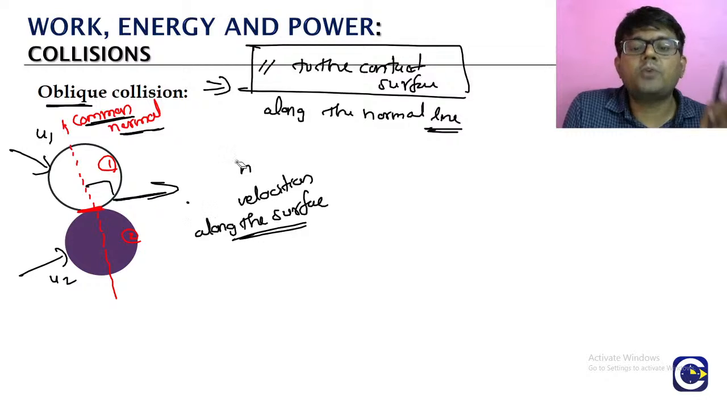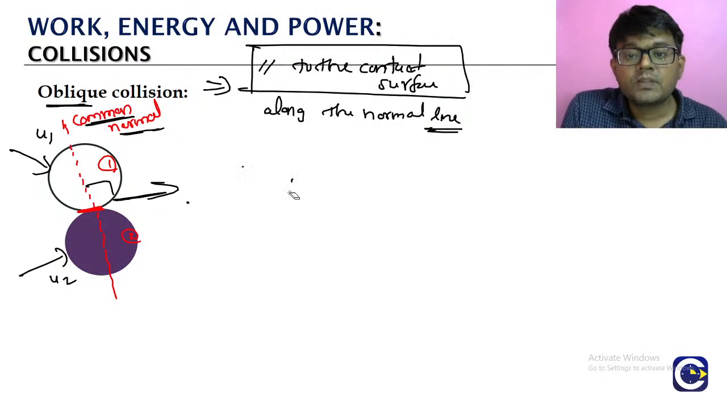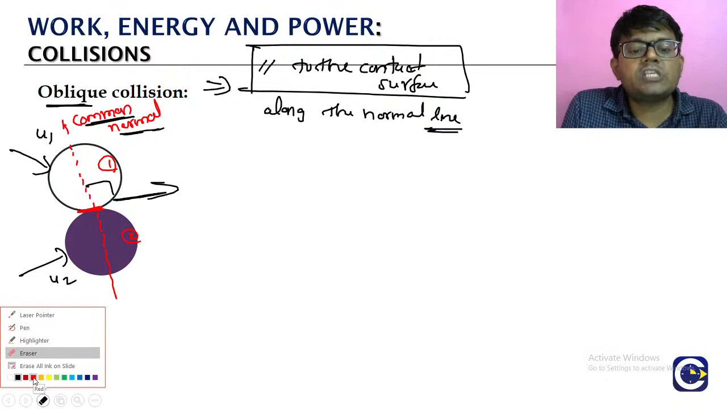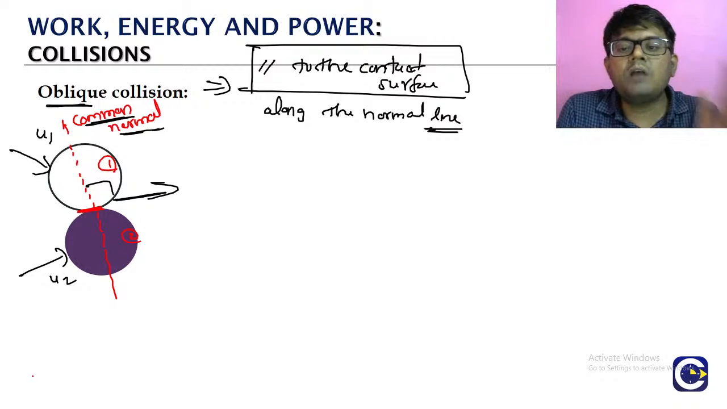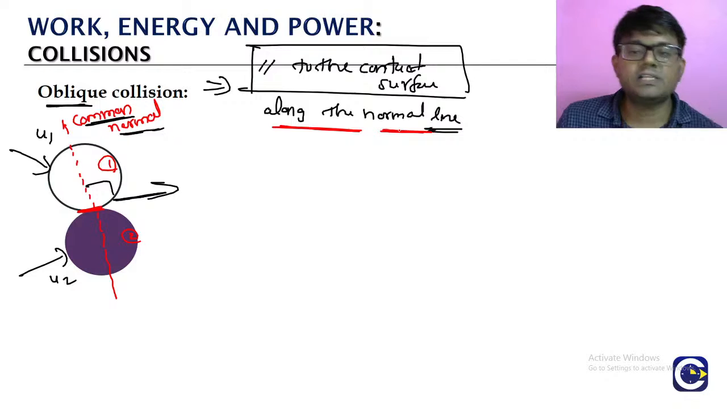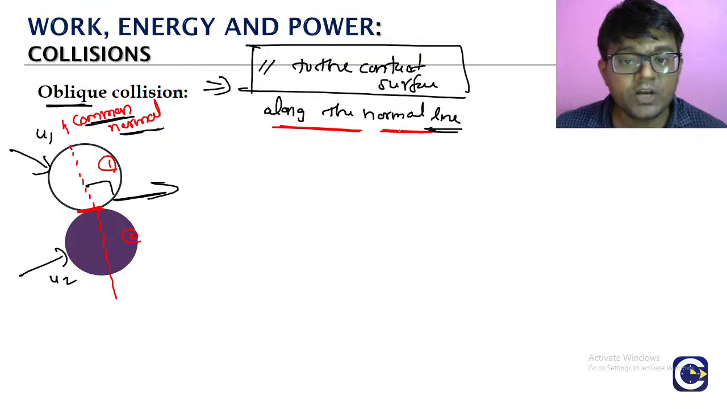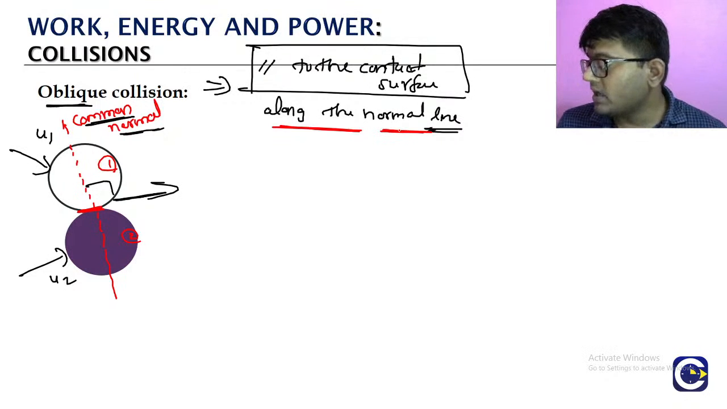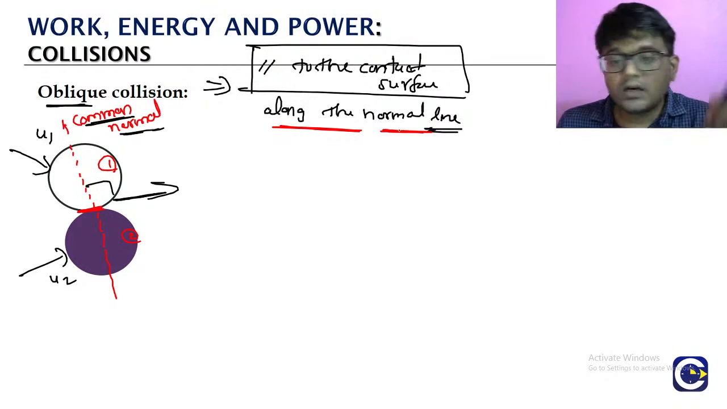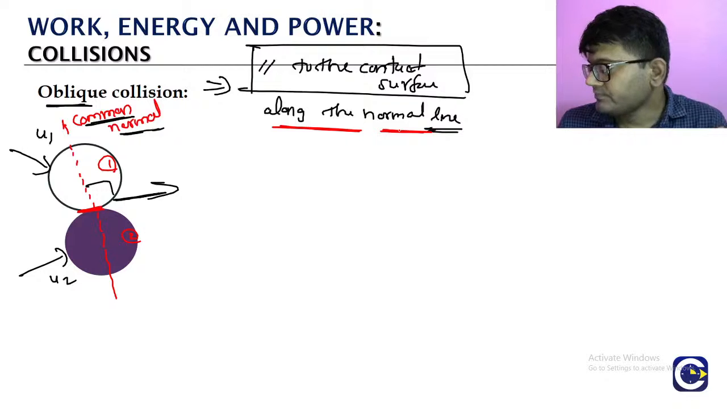This is one very important point about the oblique collisions. If the velocities are changing, there will be change only for the components which are along the normal line. The change in the velocities can be seen only for the component of velocities which are along that normal line.